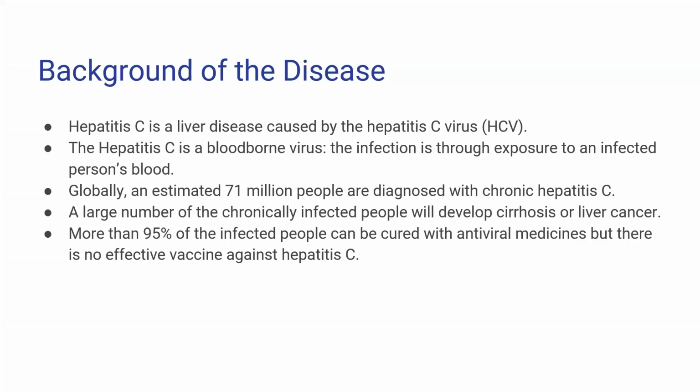Chronic hepatitis C. A large number of the chronically infected people will develop cirrhosis or liver cancer. More than 95% of the infected people can be cured with antiviral medicines, but currently there is no effective vaccine against this disease.